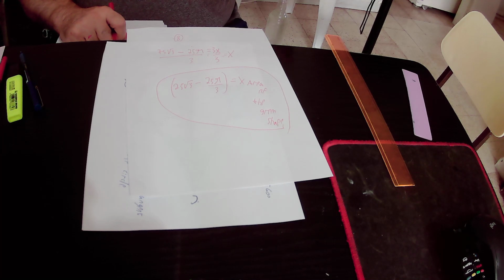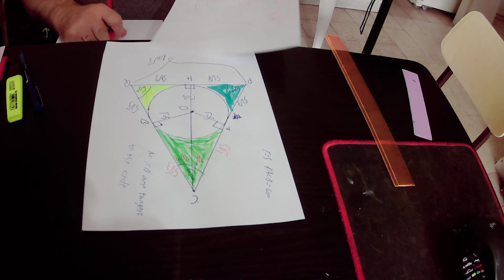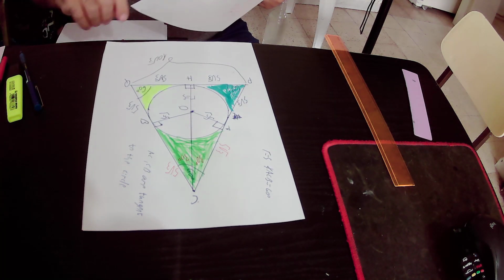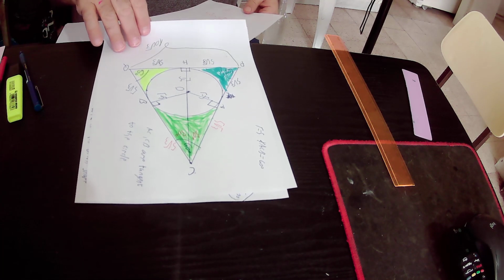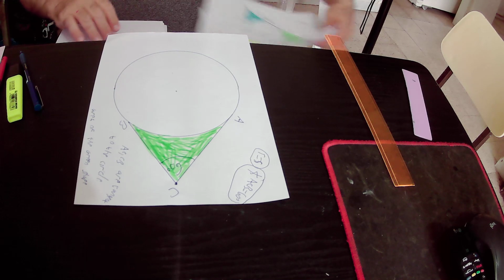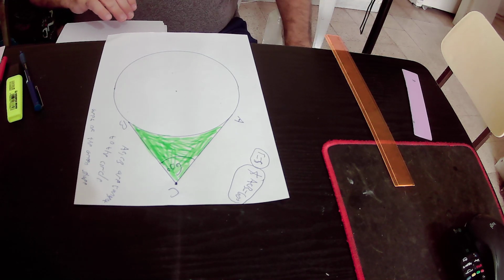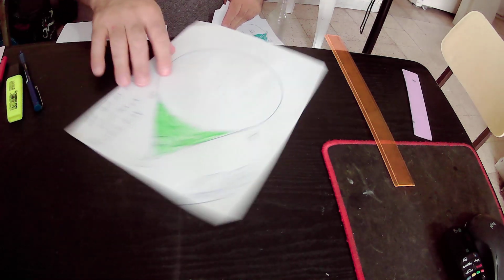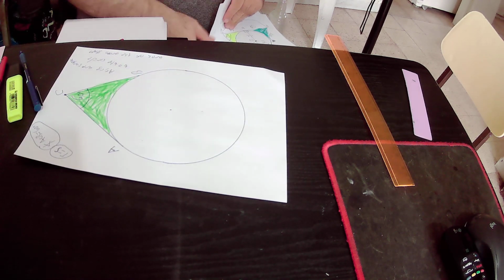3x over 3 is x, and x is the area of the green shape according to our definition, so the area of the green shape equals 25 times root 3 minus 25 pi over 3 square units. Okay, so we finished finding the area of the green shape according to the second method. Now we will find the area of this green shape according to a third method.